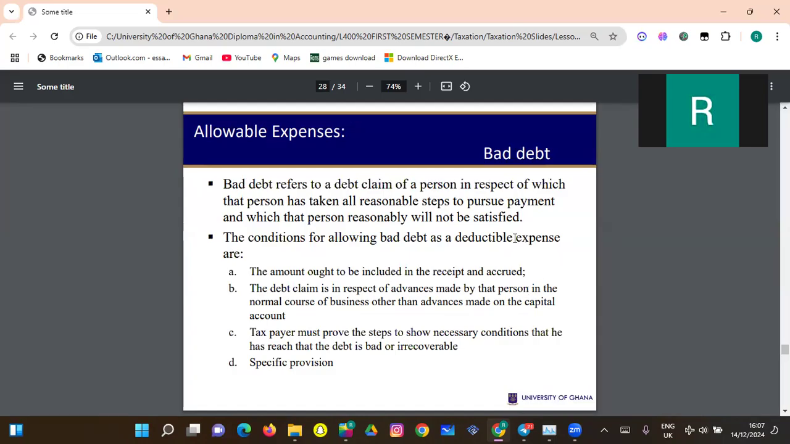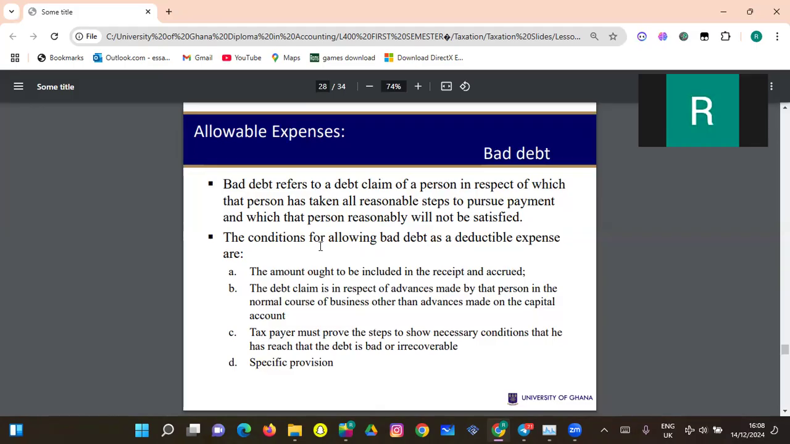Bad debt refers to a claim of a person in respect of which that person has taken all reasonable steps to pursue payment, and which the person reasonably will not be satisfied. So basically, if you sold goods to someone and the person has run mad, it will be very difficult for you to get your money back. Also, if you sold goods to someone and the person is dead, it will be very difficult for you to claim that money back. So that's why we need to allow this debt as deductible.